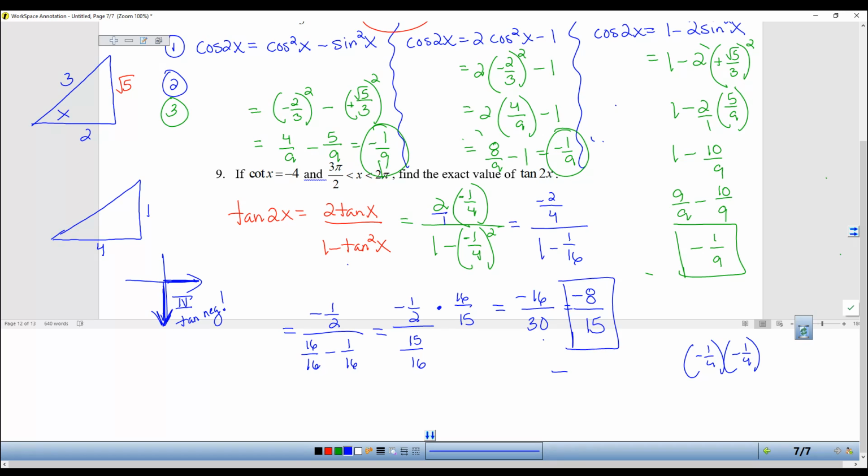As you can see, the actual trig, not that bad. But the whole rest of the problem, that was some pretty tricky math there. So pay attention to the little details. That's what's going to get you the A.